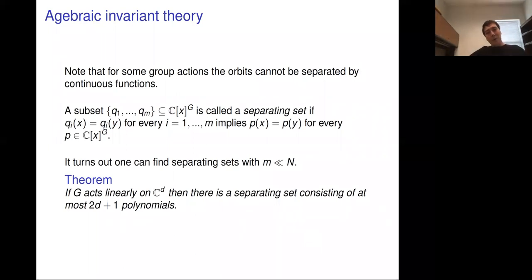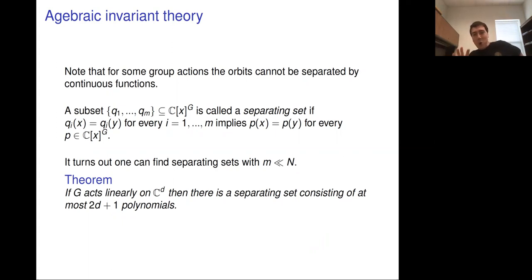This theorem tells you that if you have an action on C^D, you can always find a separating set of at most 2D plus 1 polynomials, whereas the generating set of the ring of invariants could be arbitrarily large. This is linear in D, and so that's a pretty small number.